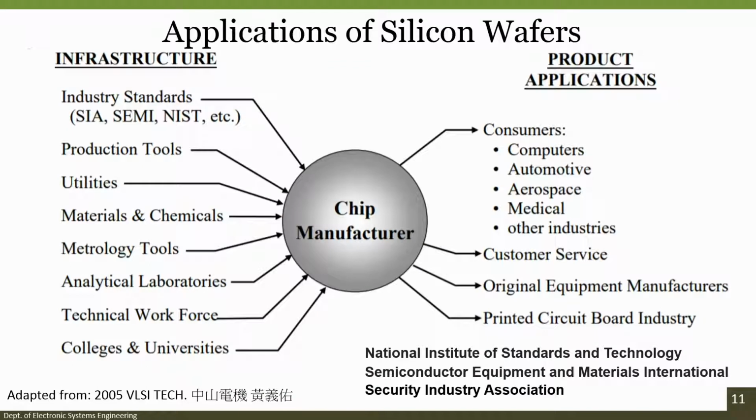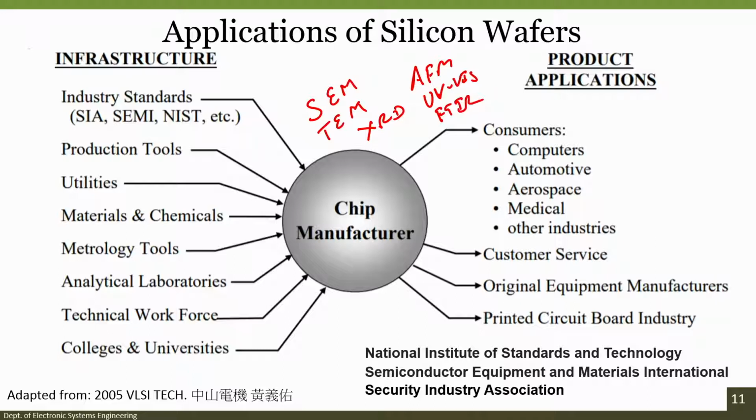What are the applications of silicon wafer? See, from an infrastructure point of view, there are industry standards that chip manufacturer has to obey. There are production tools, utilities, material, chemicals, meteorological tools. Meteorology is to understand the properties of the material. It can be SEM. SEM is called scanning electron microscopy. It can be TEM called transmission electron microscopy. It can be XRD called X-ray diffractogram. It can be AFM called atomic force microscopy, and that there are many more, UV visible technique. Then there is FTIR, right, Fourier transform infrared rays, and many more.